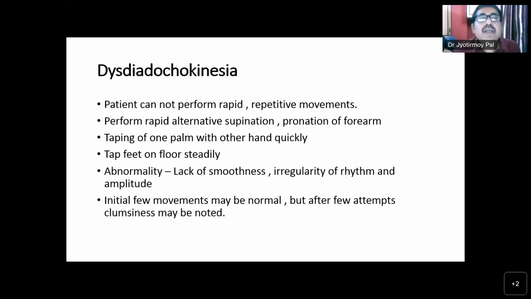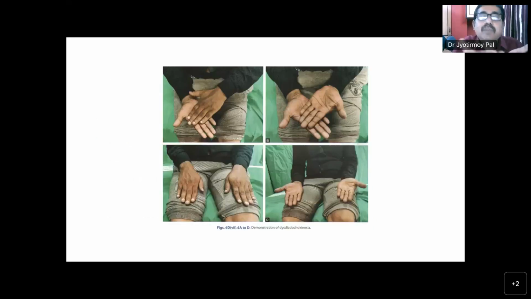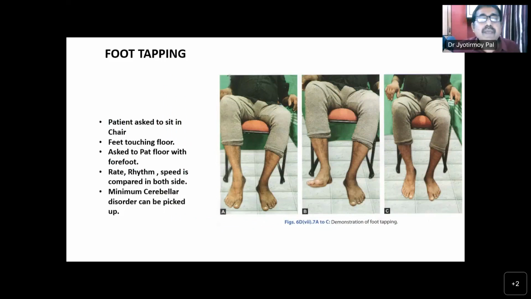Because if there is proper coordination between the agonist and antagonist, I am doing like this, so there we can do it smoothly. But if there is discoordination due to cerebellar disorder, I cannot do it properly. So foot tapping: you put one foot here and you repeatedly press your foot. Even minimal cerebellar disorder can be picked up by this method.